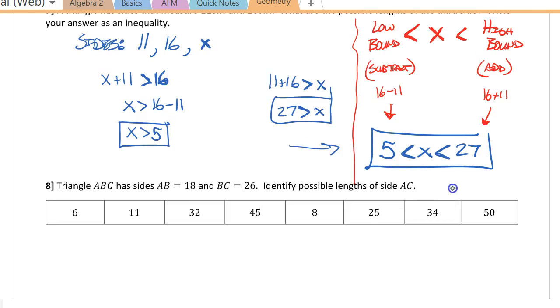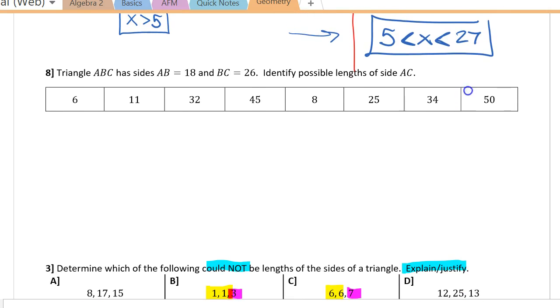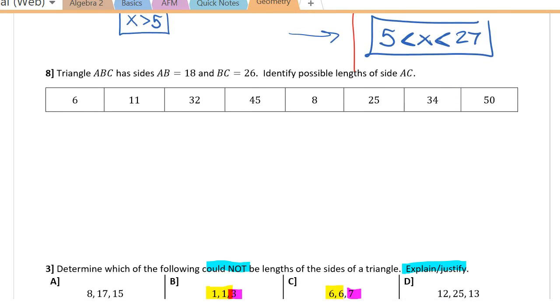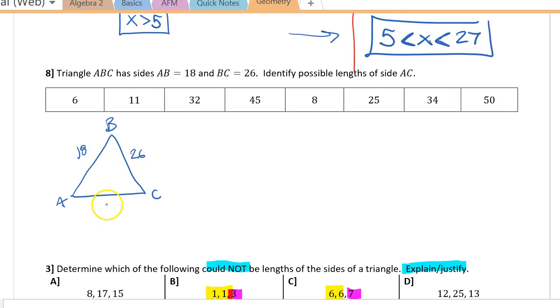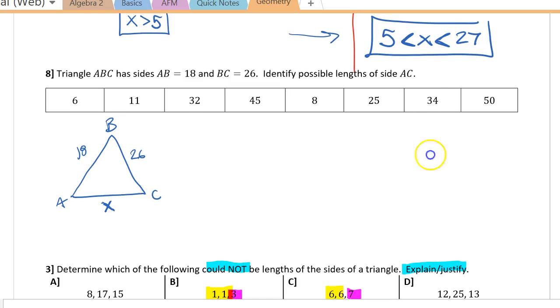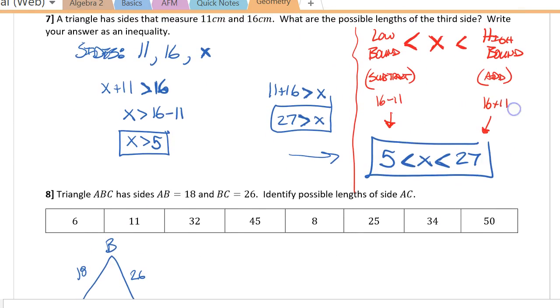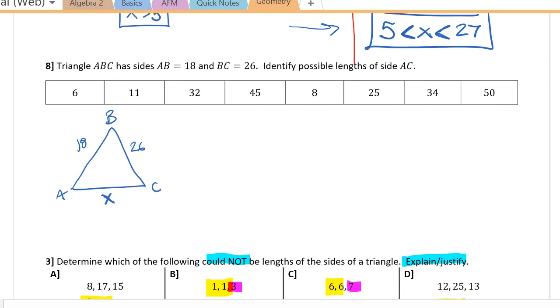Okay, moving on to question number 8. Triangle ABC has sides AB equals 18, BC equals 26. Identify the possible values of AC. Okay, I'm going to start off by drawing my triangle. I want to figure out the possible values of this side AC. I'm going to go ahead and use my idea of low bound and high bound.